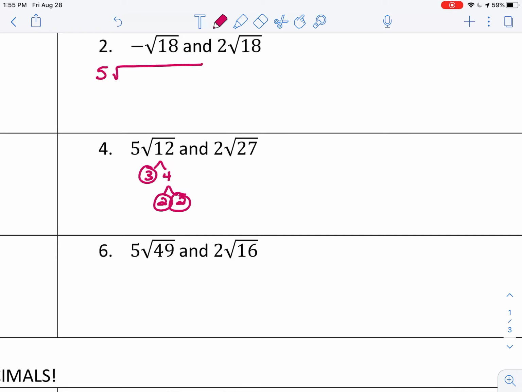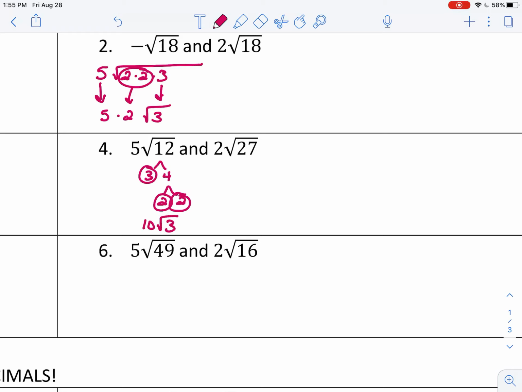So instead of 5 root 12, I have 5 root 2 times 2 times 3. And pairs make perfect squares. So the square root of 4 is a 2. There's already a 5 with the 2. And there's a 3 left over in my radical. So this first term of 5 root 12 is actually equivalent to 10 root 3.